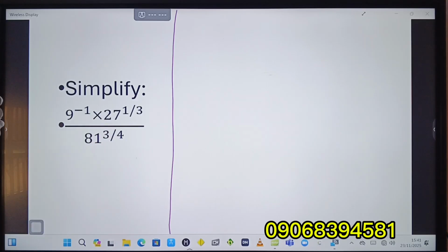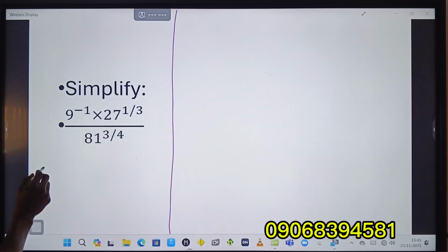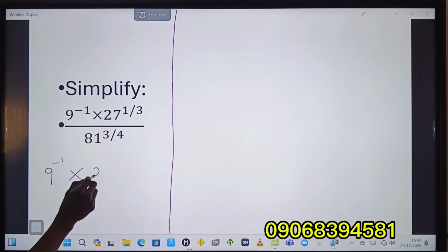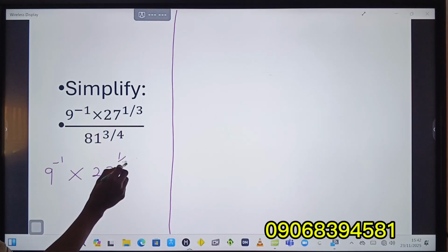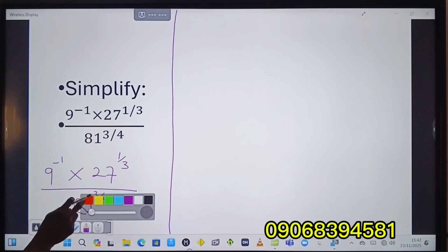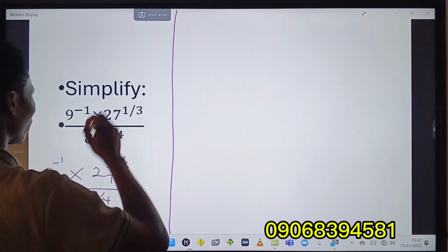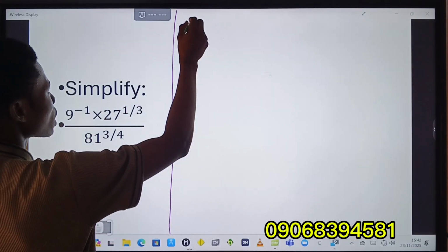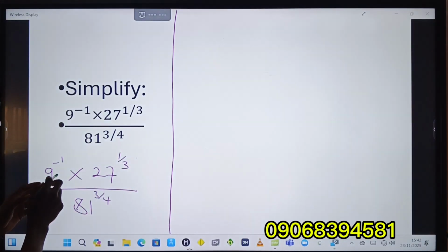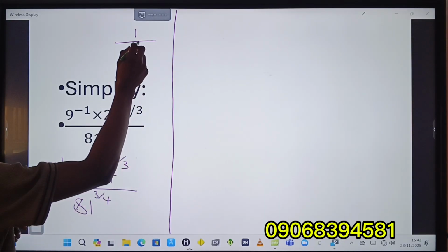Moving on, simplify this. If I rewrite this question, I'll be having 9 raised to power minus 1 times 27 raised to power 1 over 3 all over 81 raised to power 3 over 4. Now let's use the principle we just established to solve this. 9 raised to power minus 1 means, okay, let me leave it like this. I have a reason, but this is the same thing as saying 1 over 9 raised to power 1, which is still 9.